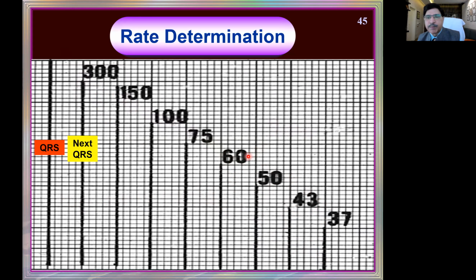Just to memorize them. Why did I not go beyond this? We are not interested in anybody whose rate is less than 37 because it is incompatible with survival below that, and they require a pacemaker. Likewise, any atrial or ventricular rate which is more than 300 is not sustainable. So our interest is basically somewhere from here to here. In such a case, please label all your lines. So if the first QRS occurs here, and the next QRS occurs here, the rate is 300.